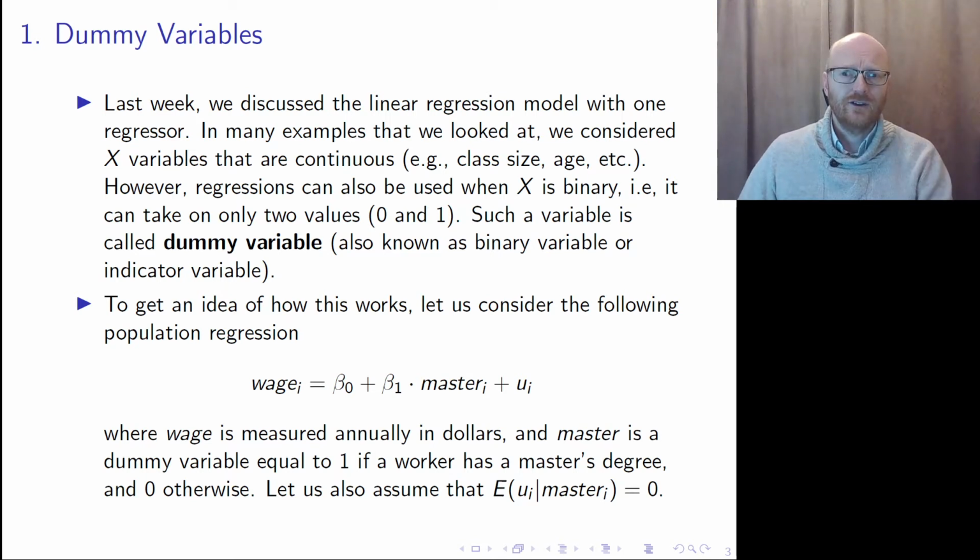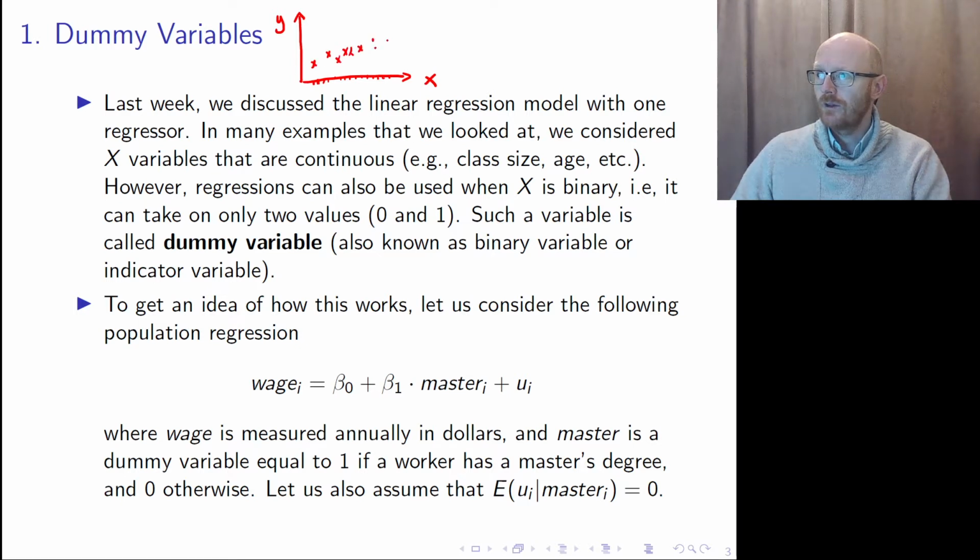Last week, we talked about the simple regression model, in which we had this relationship between the x variable and the y variable, and the x variable could take on a number of continuous values. So for each observation of x, you had an observation of y. So you had this kind of data set drawn from two continuous variables.